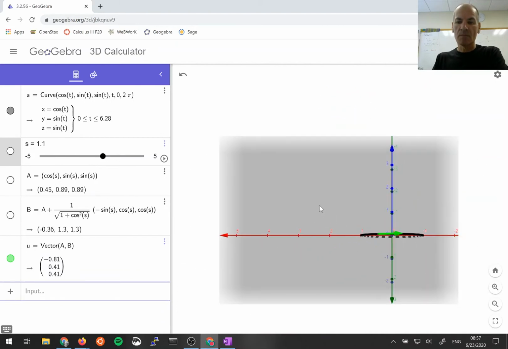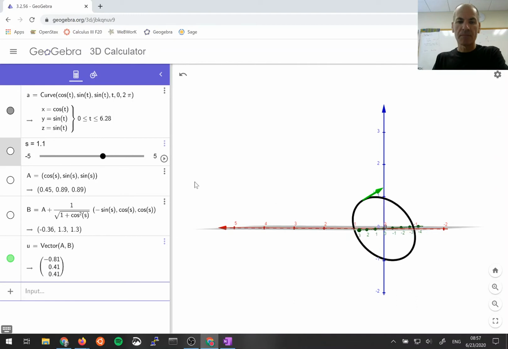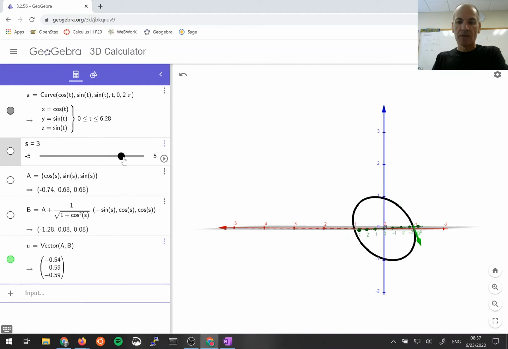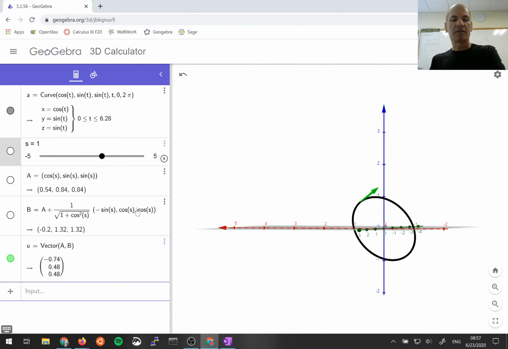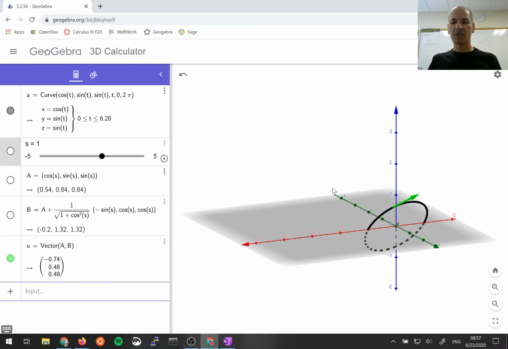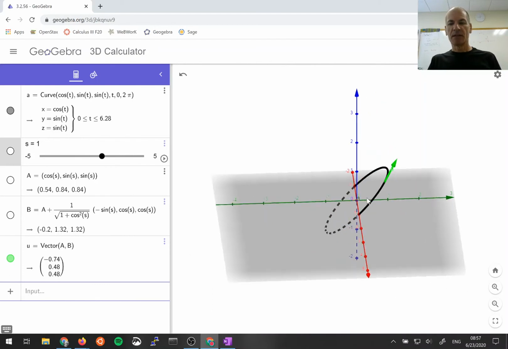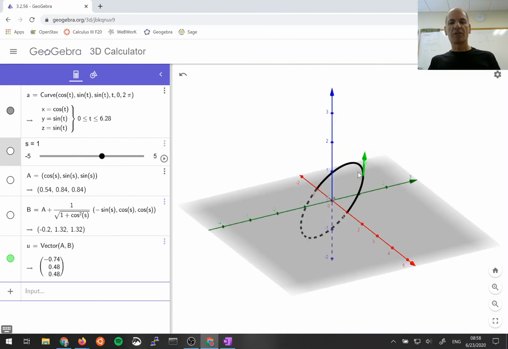Okay? So it's a little bit of GeoGebra wizardry, but not too much. I think this is manageable. So it's showing me the unit tangent vector as I move around the curve at any time s.